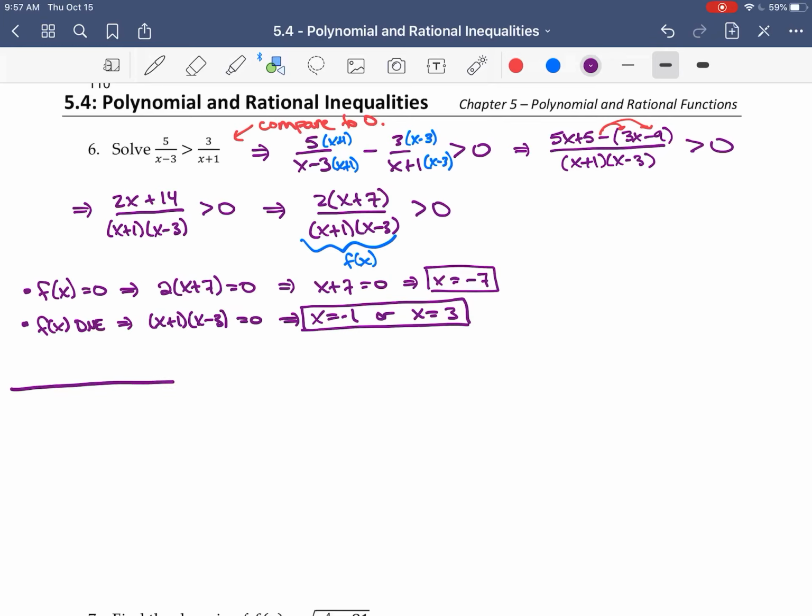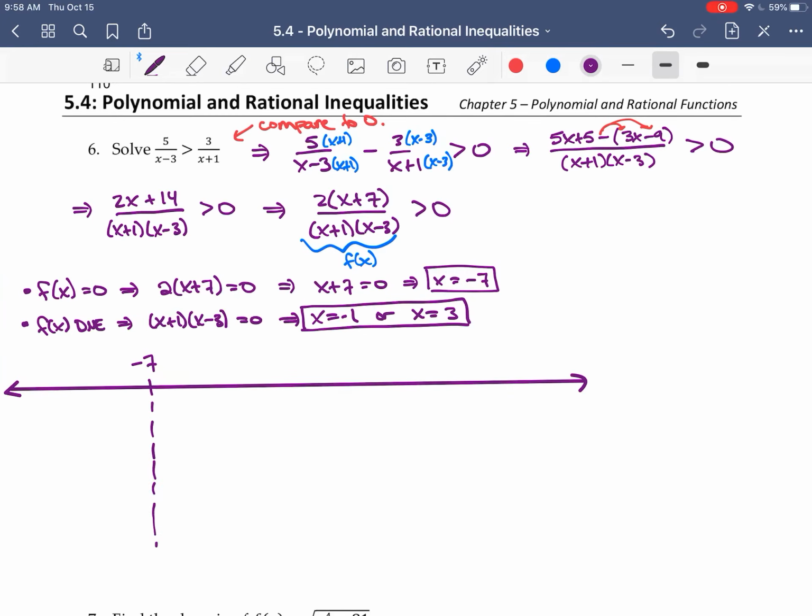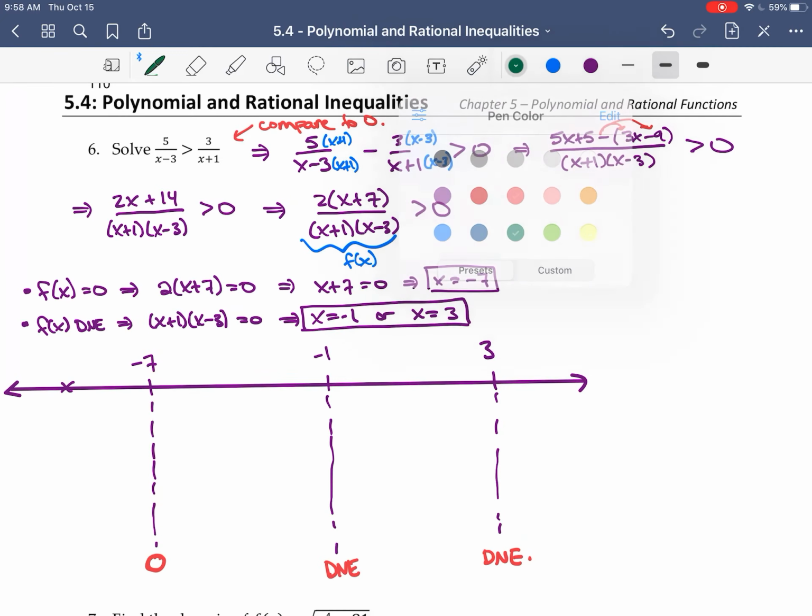Let's make the number line down here. The smallest one is negative 7, and then it's negative 1, and then it's positive 3. You always want to put them in order, and I like to make a note here. So this one is equal to 0, and these two don't exist. So I remember I don't want to include those ones in any interval. Now we just have to try a point.